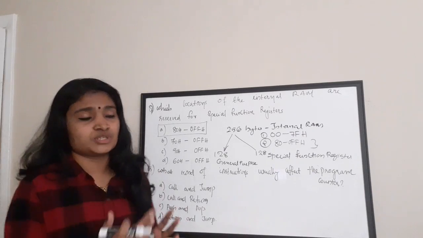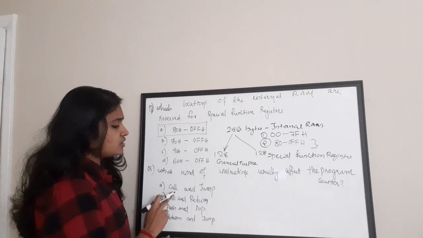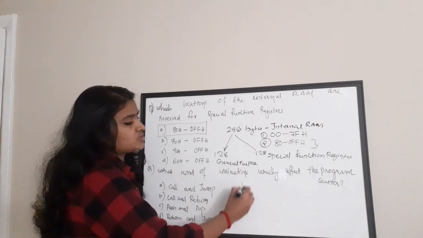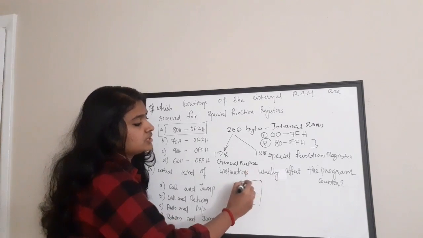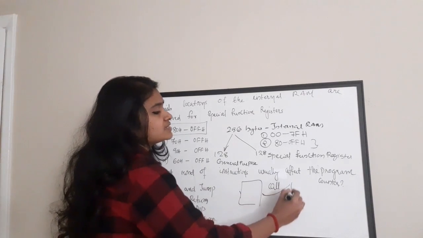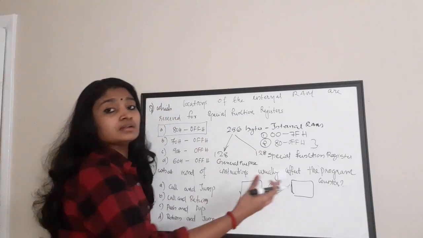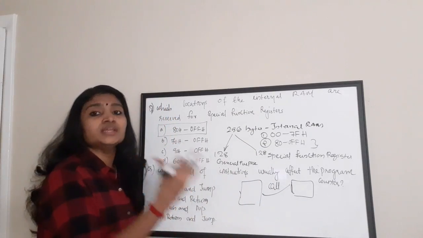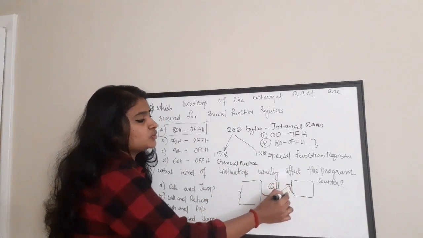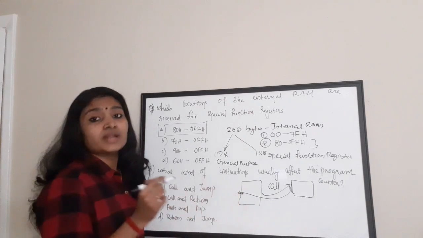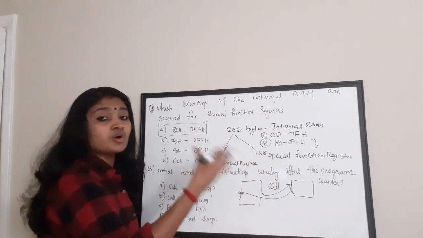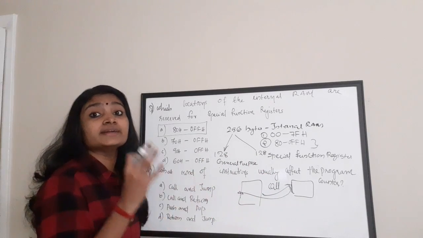Now, let us see the options. The first option is call and jump. Now, what is a call? What is a jump? If the processor is executing some instruction, a call means a call to a subroutine or another program or routine. During this call, the subroutine is being called from your main program, and this call is exited with the help of the return instruction.